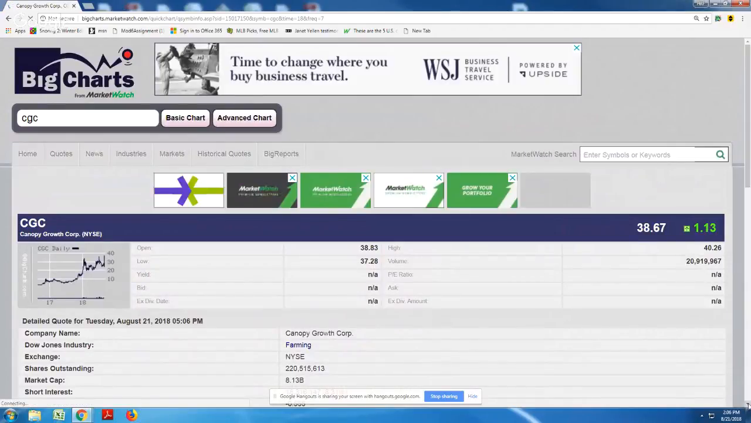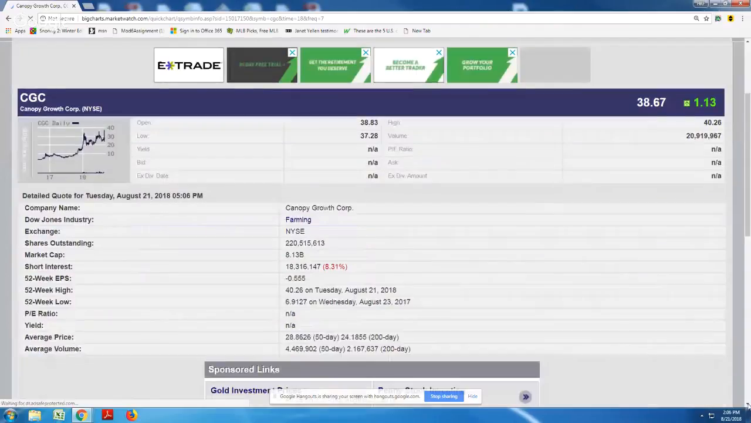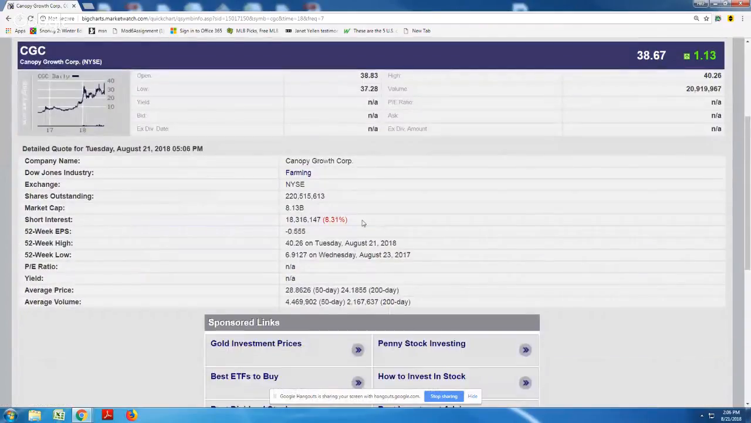This thing has some short interest of 8.3%. And look at that. You're at 24 on the 200-day, and you're trading at 38. So you're 16 bucks above it, which means in terms of percentage, you are about 66% above the 200-day average. And by definition, that's obviously an extended market.